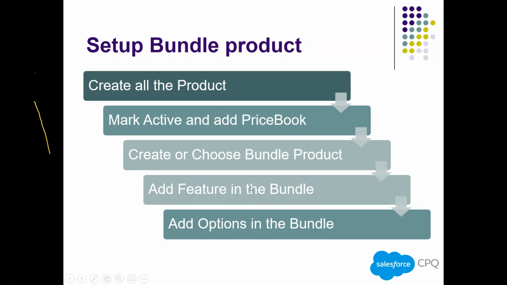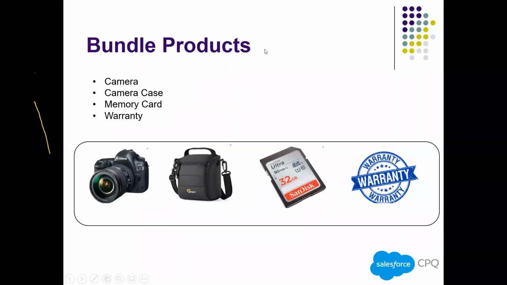In that bundle, you will have to define the features. Under the feature, you will have to define the options actually. So these are all the steps that you have to follow in order to create the bundle product. So I will take this example.